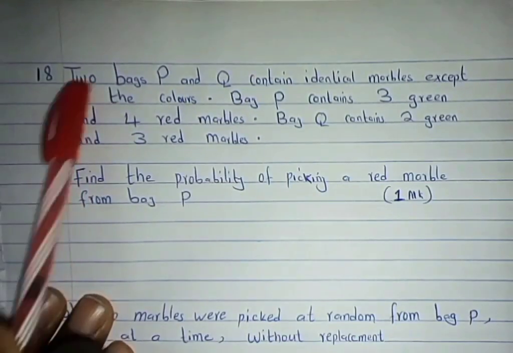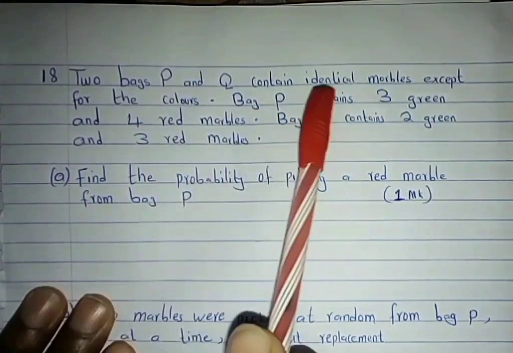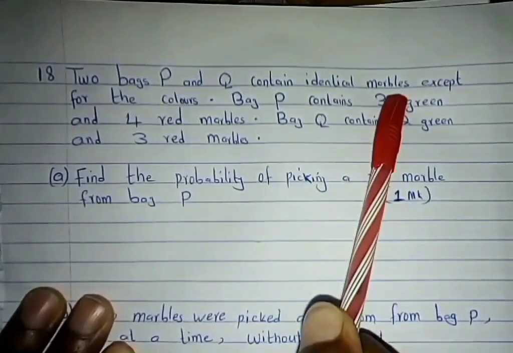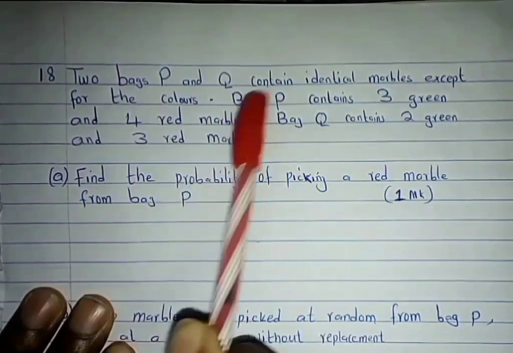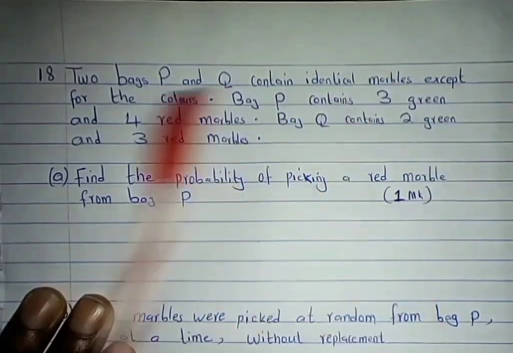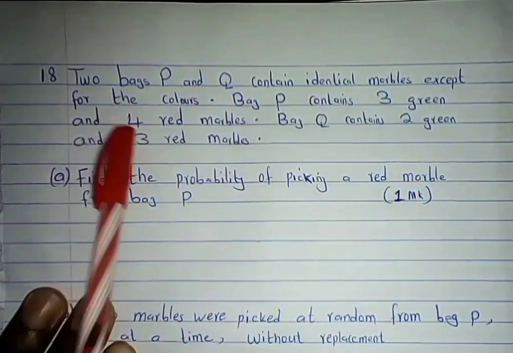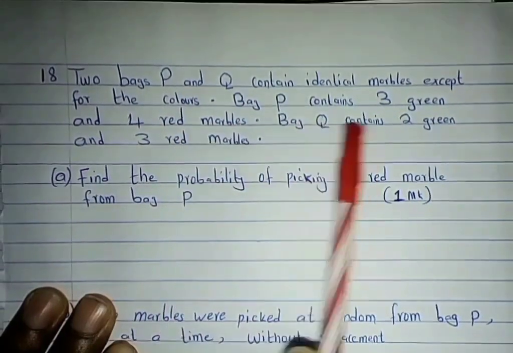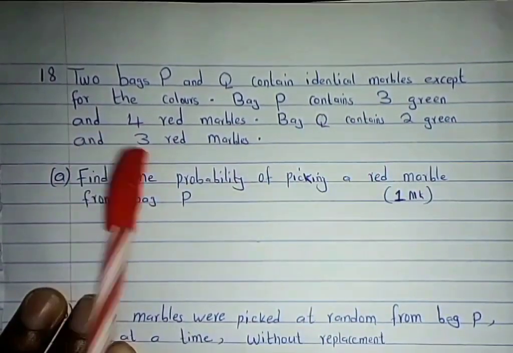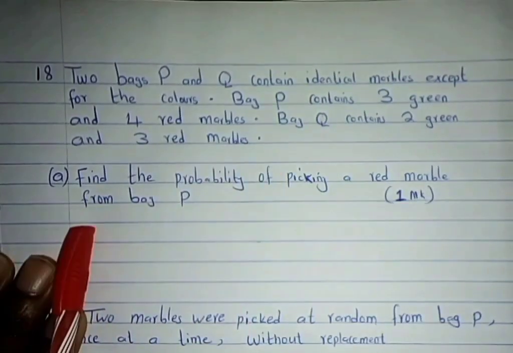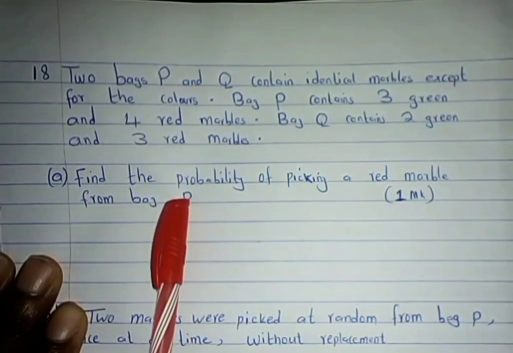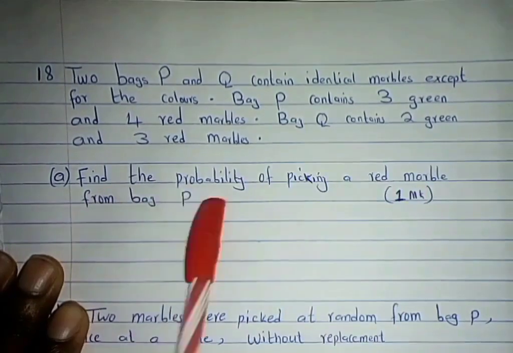The question is, two bags P and Q contain identical marbles except for the colors. Bag P contains 3 green and 4 red marbles. Bag Q contains 2 green and 3 red marbles. So part A of the question is, find the probability of picking a green marble from bag P.